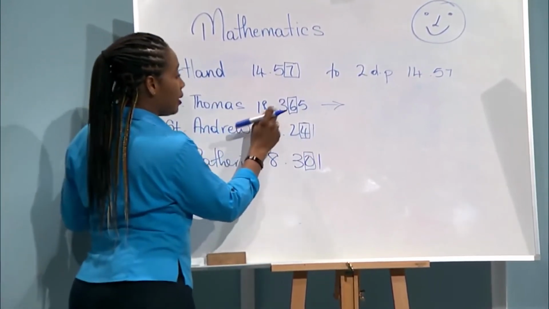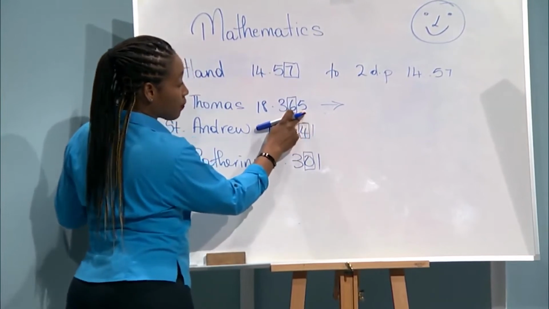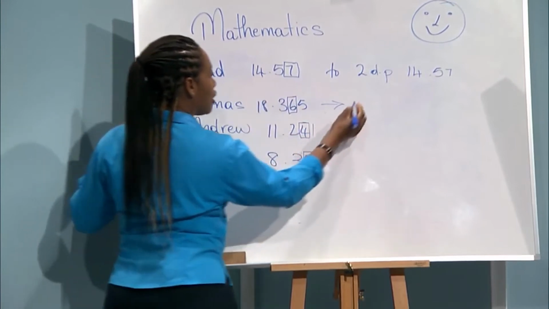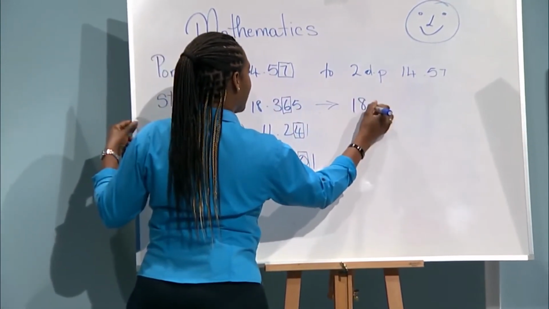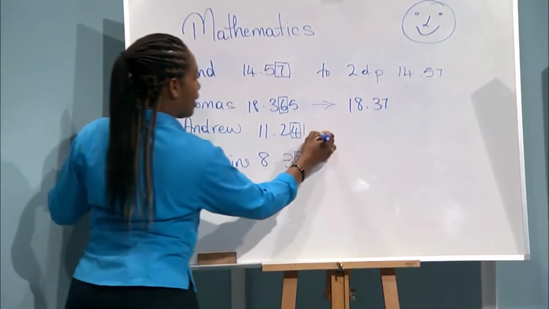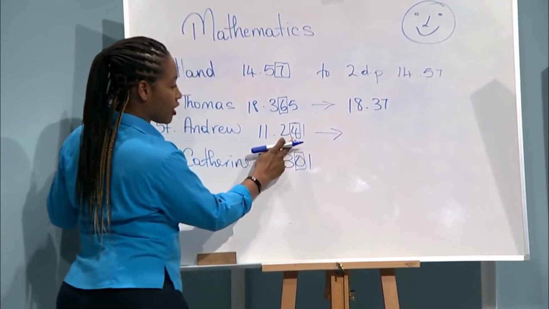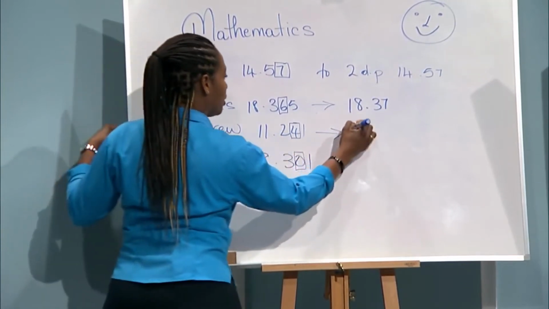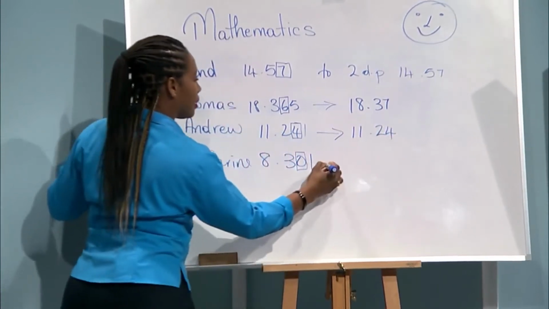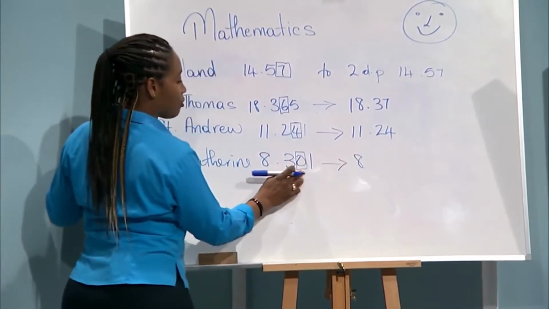So 18 and 365 thousandths, to the right of the 100th place is 5. It's 5 or greater, you round up. We end up with 18 and 37 hundredths. Then we go here. 1 is to the right of the 100th place. So we're going to round down. We have 11 and 24 hundredths. And then we have here, we have 8. To the right of it is 1.